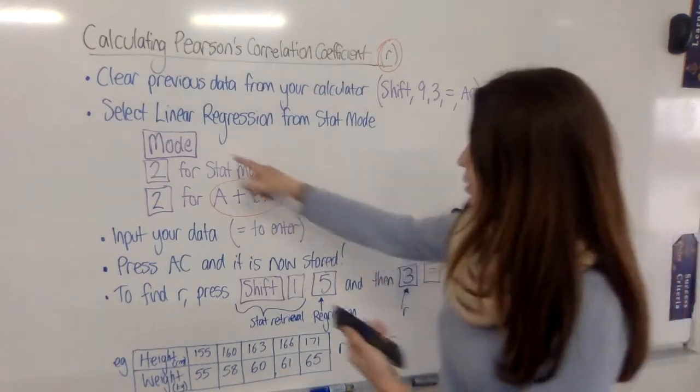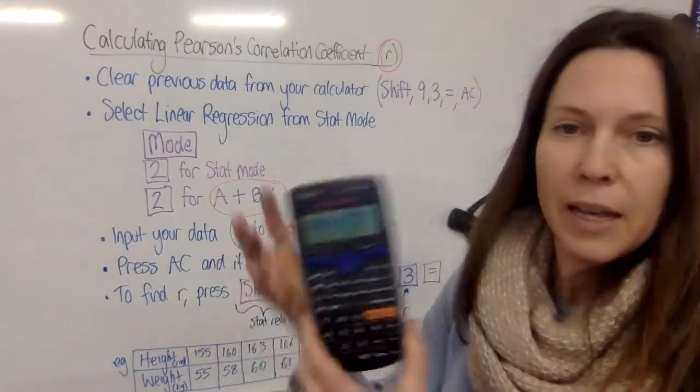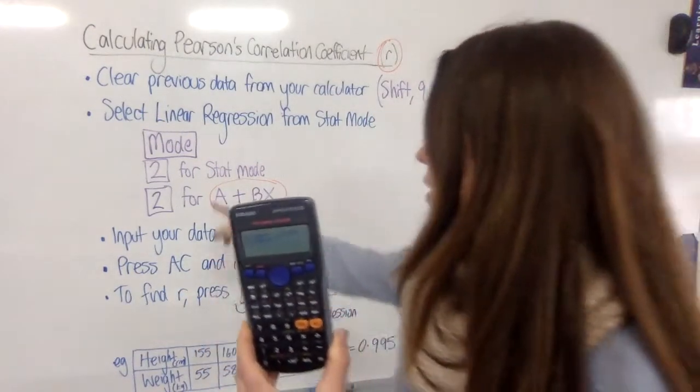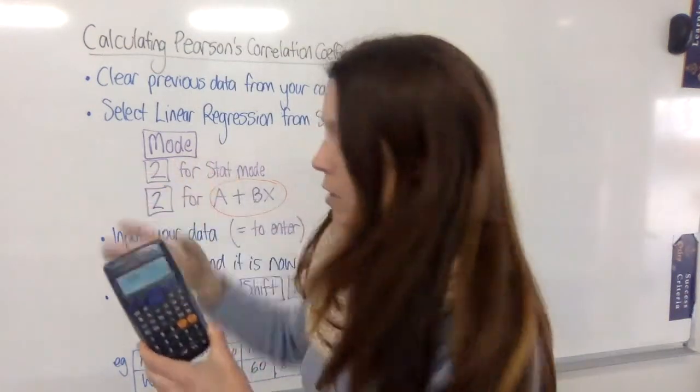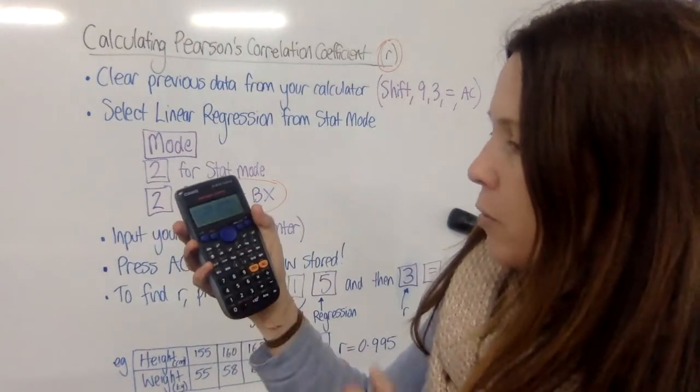All right, we press mode, and it gives you 3 options. It's very easy then to select 2. You don't have to recall that it's mode 2. Just hit mode, and it will ask you, and you say, yeah, I want stats.